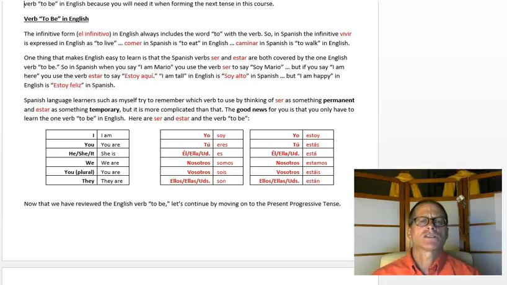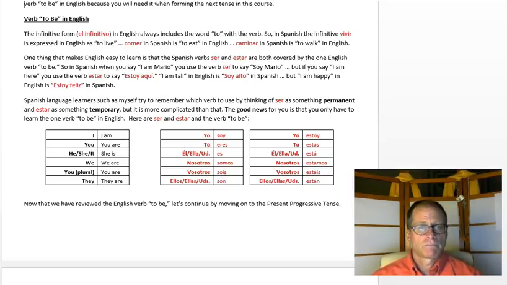Spanish language learners such as myself try to remember which verb to use, ser or estar, by thinking of ser as something permanent and estar as something temporary. But it is more complicated than that. The good news for you is that you only have to learn the one verb to be in English. Here are ser and estar and the verb to be. In English, the verb to be.